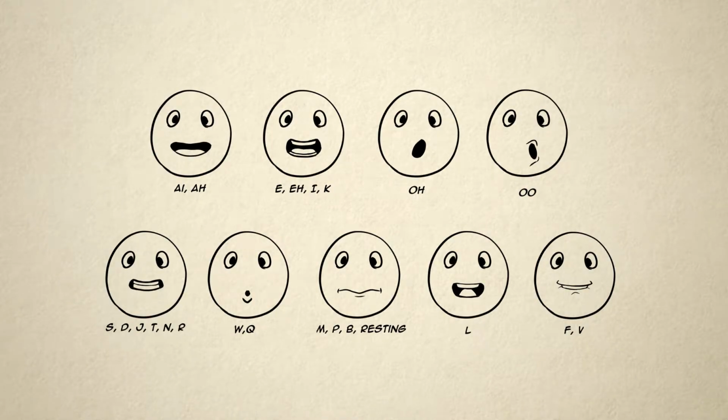Different phonemes are produced by different mouth shapes. Fortunately, there really aren't that many. You only need about 9 different mouth shapes to cover all the phonemes. Here's a chart of how they match up.